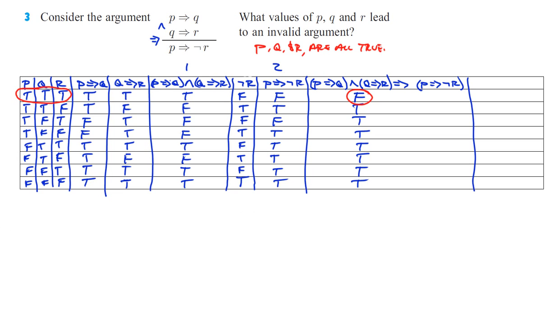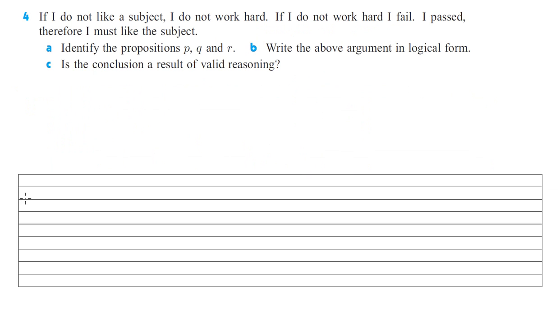Okay? Okay. Let's see, last one, number 4. If I do not like a subject, I do not work hard. If I do not work hard, I fail. I passed, therefore I must have liked the subject. Okay? Identify the propositions P, Q, and R. Write the above argument in logical form, and then is the conclusion a result of valid reasoning? Okay. So identify the propositions P, Q, and R. So let's try that out first.